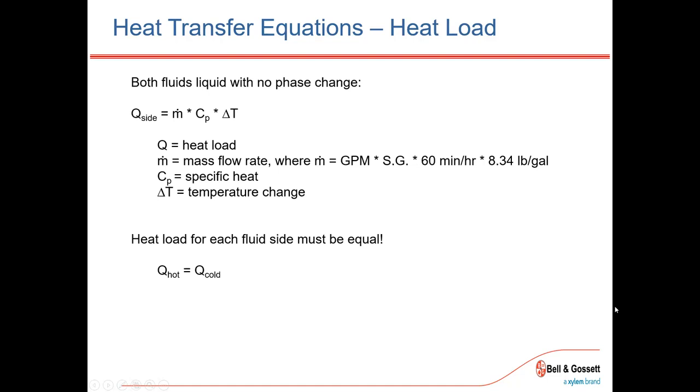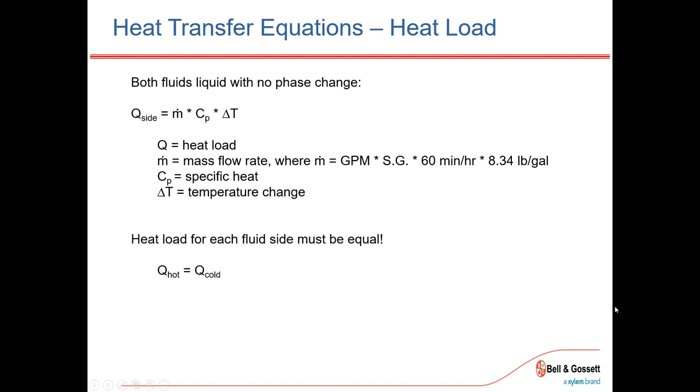Right here, this is just assuming no phase change, so this is just water to water. Without getting too far into it, ultimately it's the same thing that George mentioned before: the GPM times 60 minutes per hour times the weight of a gallon of water. Assuming it were water, it would be a specific gravity of one. I'm going to whiz through these a bit real quick until we get to the point here.